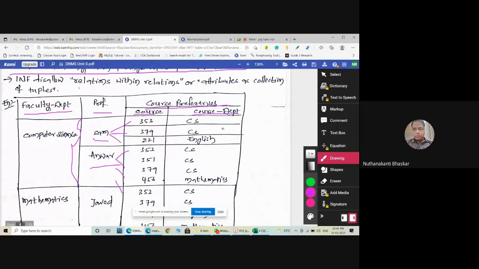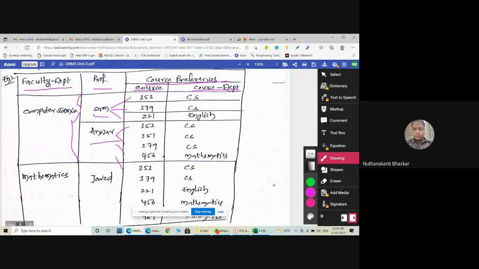There are some descriptive attributes and there is some combination of attributes. So many attributes are involved in this relation. Yes or no? Yes, sir. So it is not in first normal form. Then how to convert this relation into a first normal form?